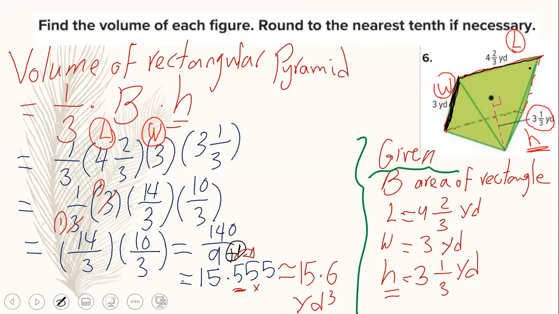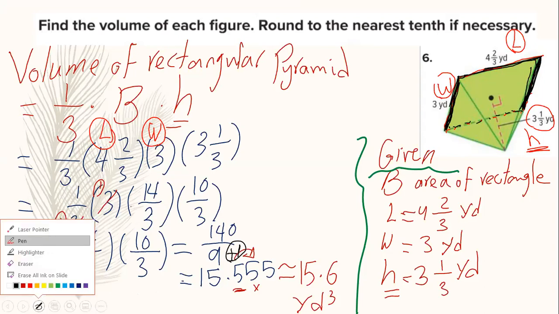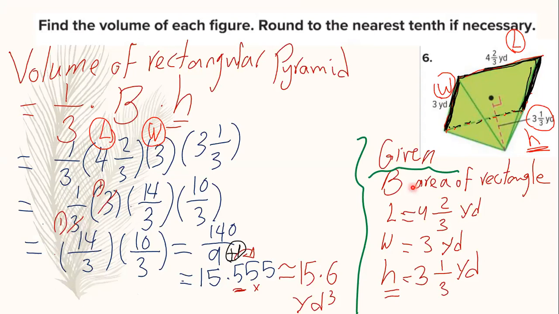And this is the base of the pyramid. And this dashed red line is the height of the pyramid. This is perpendicular to the base, forming a right angle. This is the height of the pyramid, 3 and 1/3 yards.